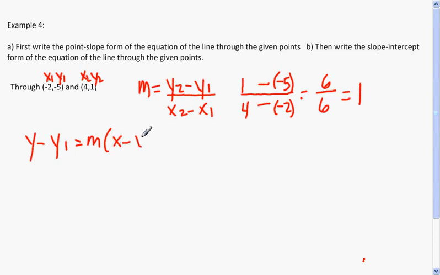Point-slope equation, y minus y1 equals m, parentheses, x minus x1. Go ahead and substitute in: y minus, my y1 value is negative 5. M, my slope, we just found that out, is 1. And we have x minus your x1 value, which is negative 2.